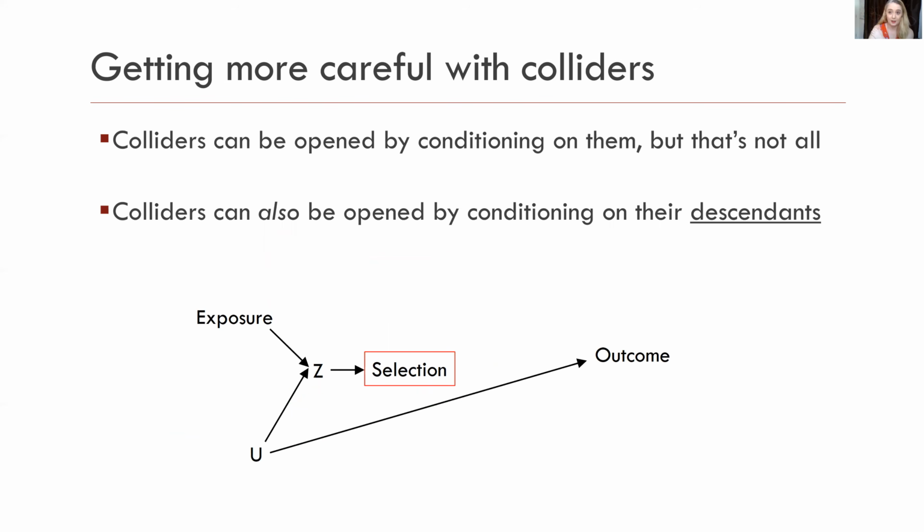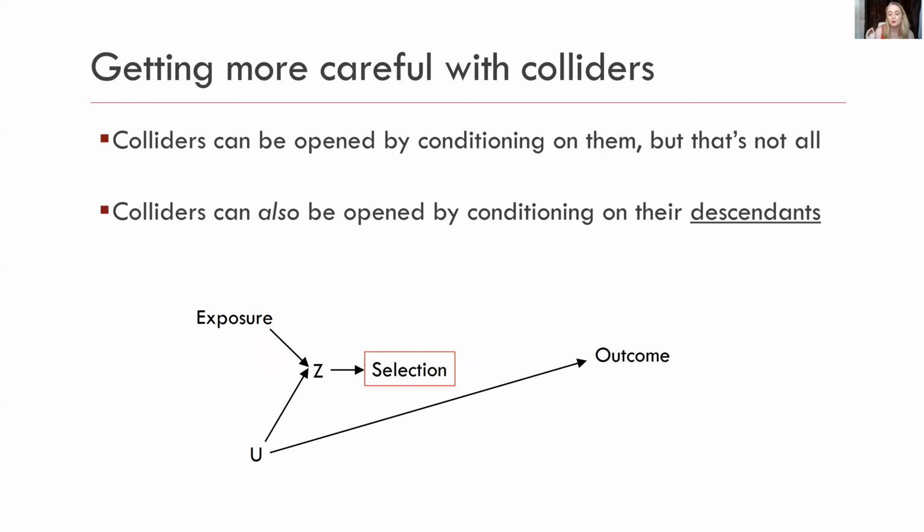Colliders are a little bit tricky because it's not just the collider itself that we need to focus on. So I also want to warn you about conditioning on the descendant of a collider. Here we're just going back to the simple text-based directed acyclic graph. If we have an exposure and an outcome, there's some confounder, but collider between them, say Z.